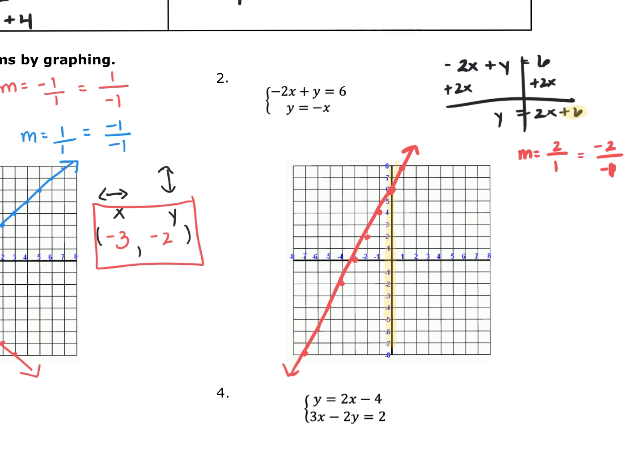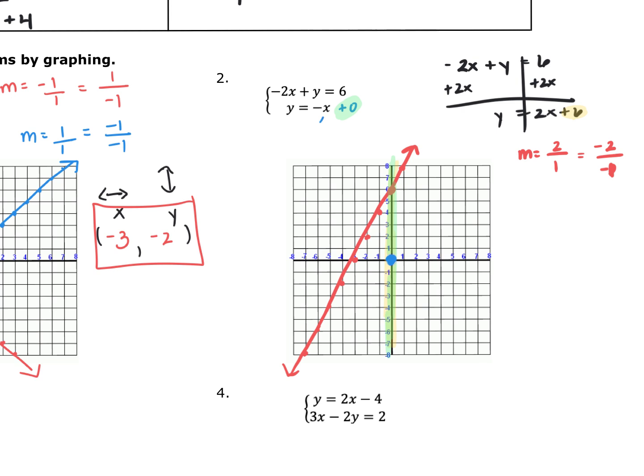Okay. Now, when I look at this next one, it says y equals negative x. And we're used to y equals mx plus b, and you don't have a b. So if you don't have a b over there, your b is really going to be plus 0. Since it's not there, you don't see anything. So my b value is just going to be right here, starting at 0, 0.